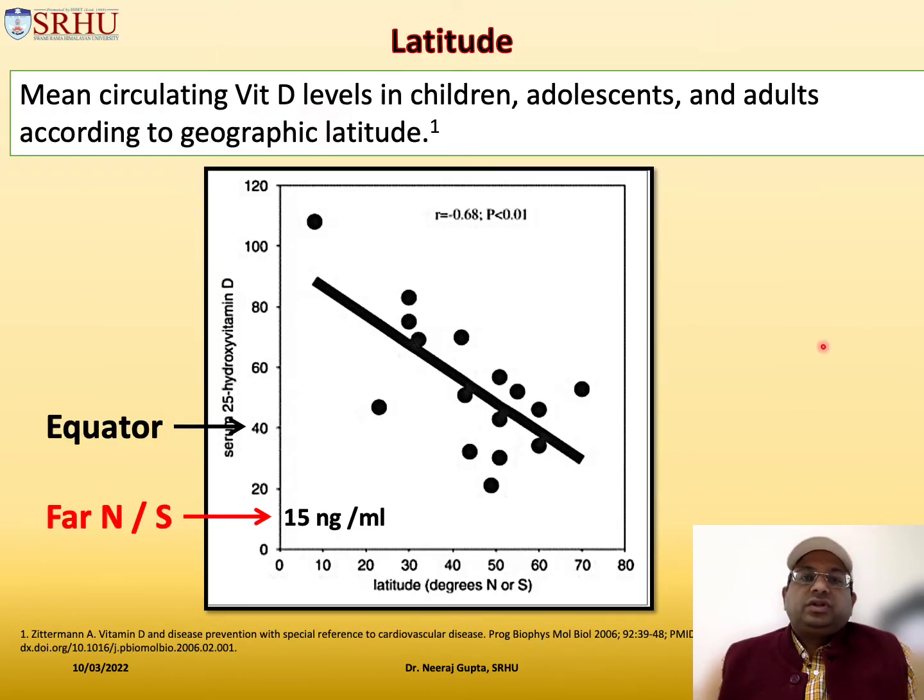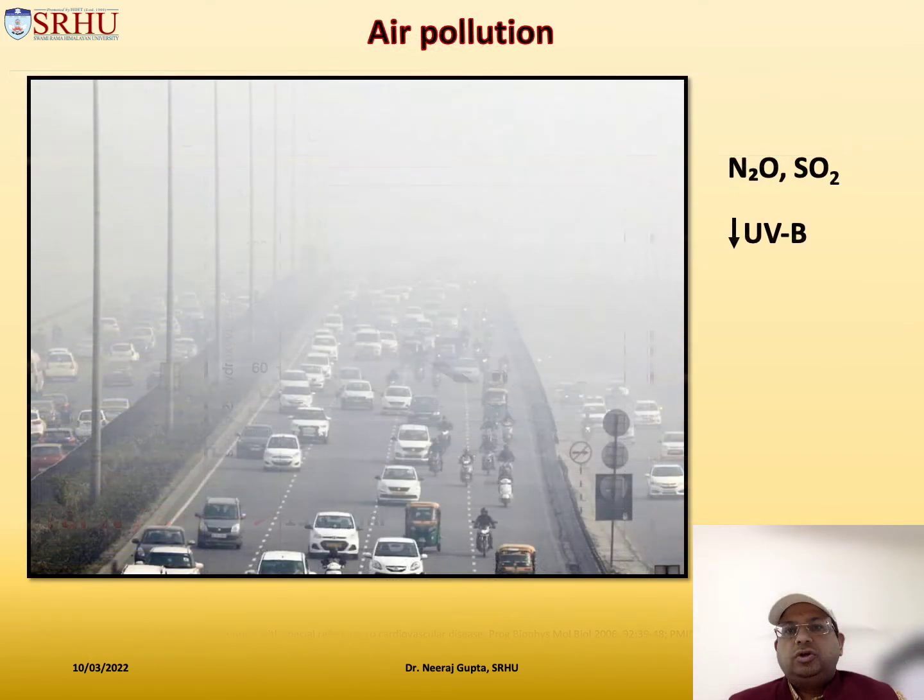This effect was further observed by Jitterman and his colleagues, who observed a negative correlation between latitude and serum vitamin D levels in subjects of various age groups. These observations indicate that latitude has a dramatic influence on the cutaneous production of vitamin D3 and therefore on a person's vitamin D status.